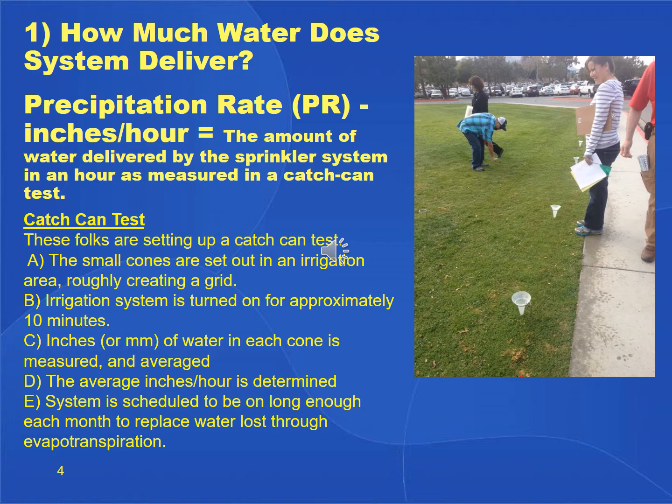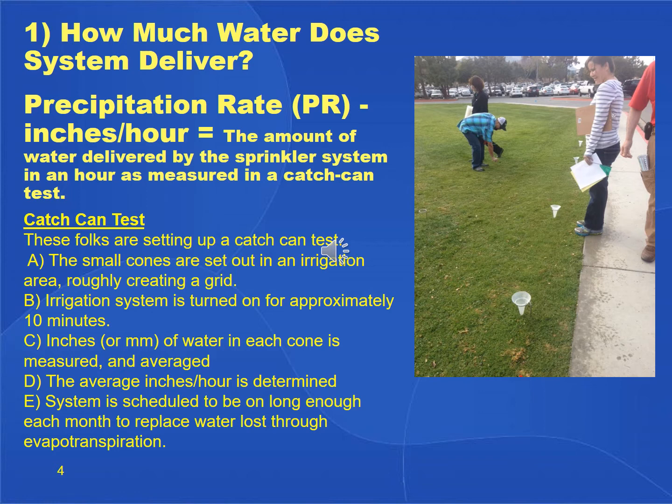So catch can test, in this picture, these people are setting out a catch can test. This is part of a catch can test I did in a course I was taking at Cal Poly, and we put out these little plastic cones in a nice semi-regular grid-like fashion, turned the irrigation system on that's already existing on that turf for about 10 minutes. You can do different time amounts, but here we did it for 10 minutes. And then we measure the inches or millimeters in each of those cones and get an average of how much water was applied over that whole area in inches.